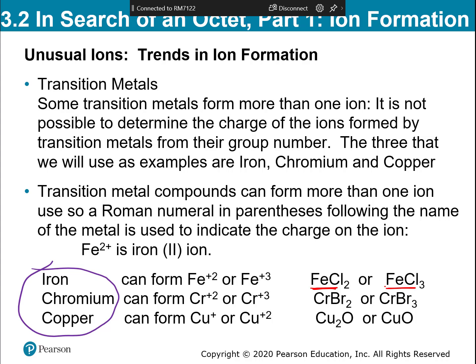Chromium, same thing. Chromium can be a +2 or a +3, so you can end up with CrBr2 or CrBr3. Copper can either be a +1 or a +2. So in this one, you can end up with like Cu2O or CuO.